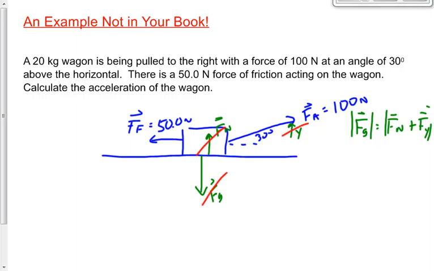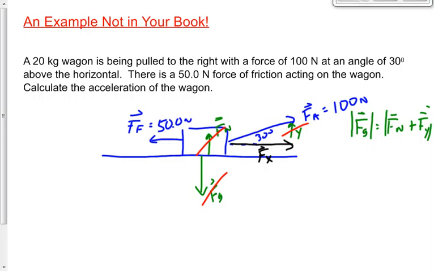So what am I left with? Well, gravity's gone because it's canceled, the normal force is gone, and the Y component of the applied force is gone. So what do I care about now? What am I left with? Friction and the X component of the applied force. So what we need to do right now is get the X component of that applied force.